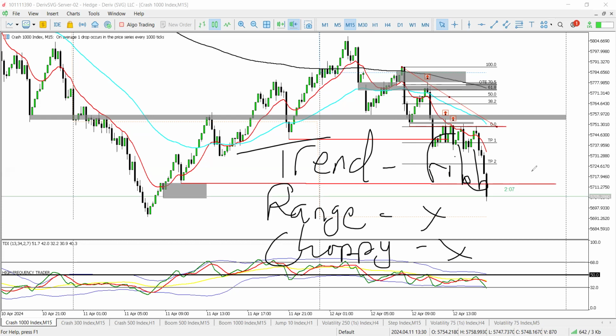The other thing is moving averages. I only use moving averages when the market is in a trend. If the market is in a range, I don't use moving averages. If the market is choppy, I don't use moving averages.